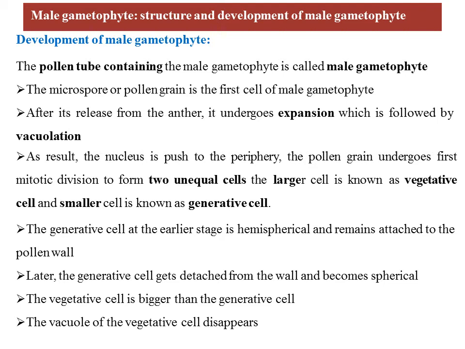The pollen grain undergoes first mitotic division to form two unequal cells. The larger cell is known as the vegetative cell and the smaller cell is known as the generative cell. The generative cell at the earlier stage is hemispherical and remains attached to the pollen wall. Later, the generative cell gets detached from the wall and becomes spherical. The vegetative cell is bigger than the generative cell. The vacuoles of the vegetative cell disappear.